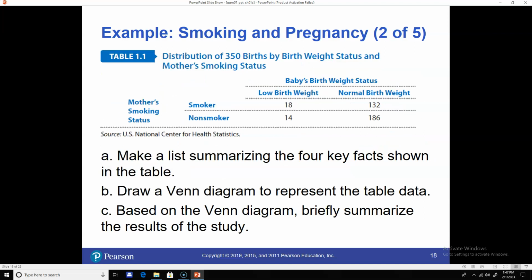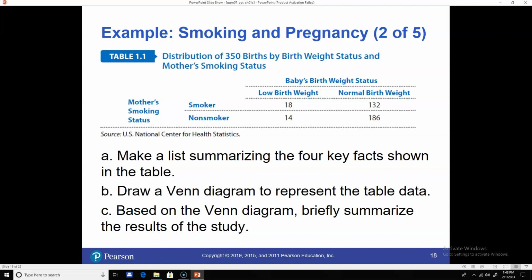So if we look at the numbers in that table, the 18, that is the number of babies that have a low birth weight given birth by a parent who was a smoker. 132 is a normal birth weight whose mother was a smoker. The 14 is a low birth weight whose mother was a non-smoker, and 186 was the normal birth weight given by a mother that was a non-smoker.